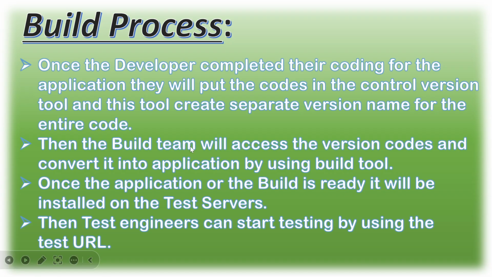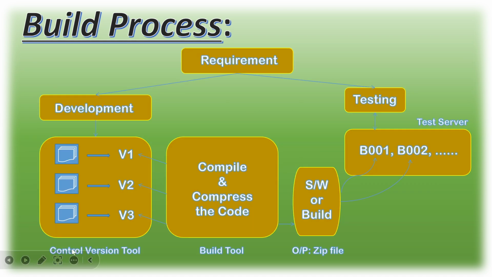So then the build team will access the version codes, and they will convert it into the application, or you can say the software, or you can say the build, by using the build tool. Once the application or build is ready, it will be installed on the test servers. Then the test engineers can start testing by using the test URL. Okay. So I'll show you in the diagram.